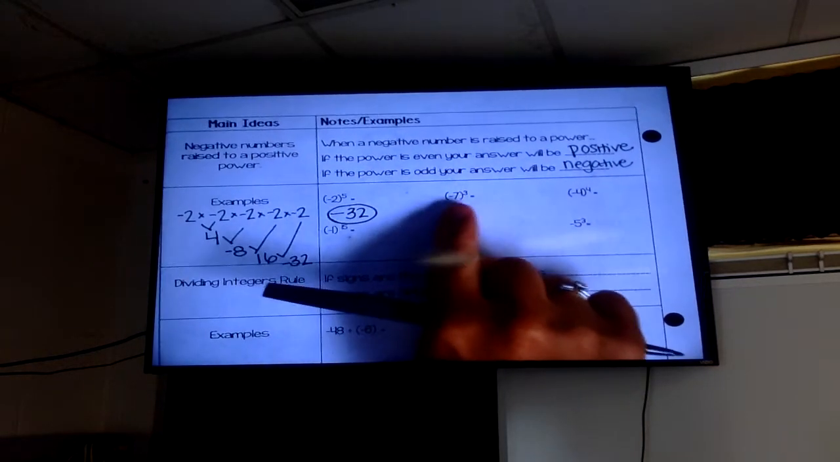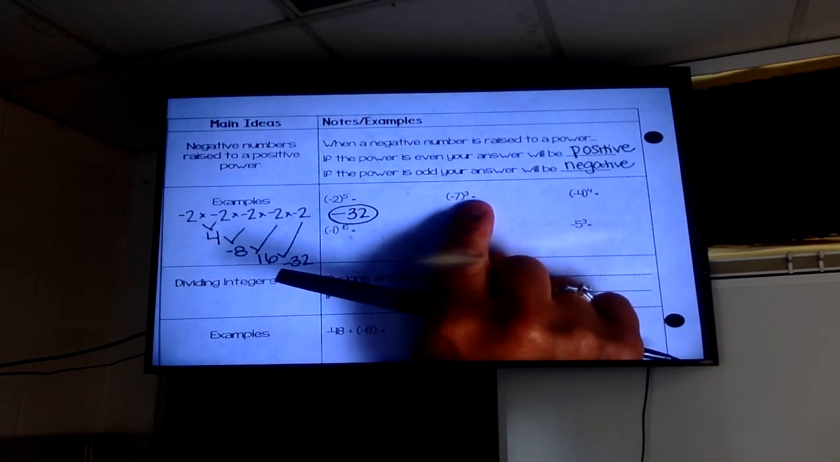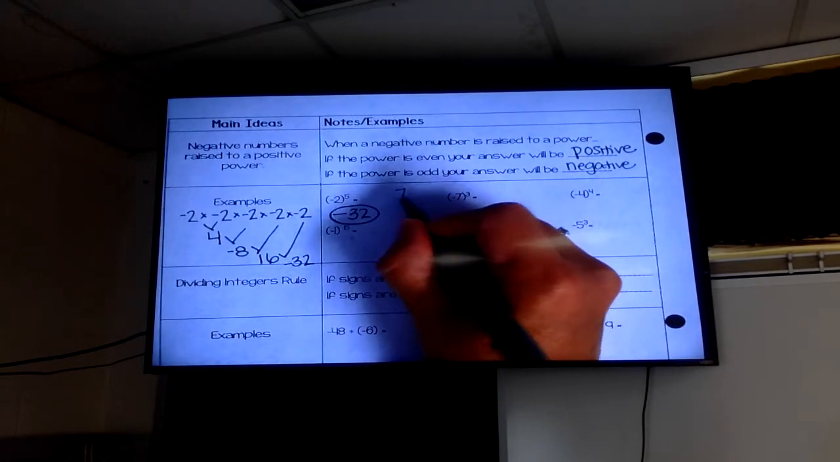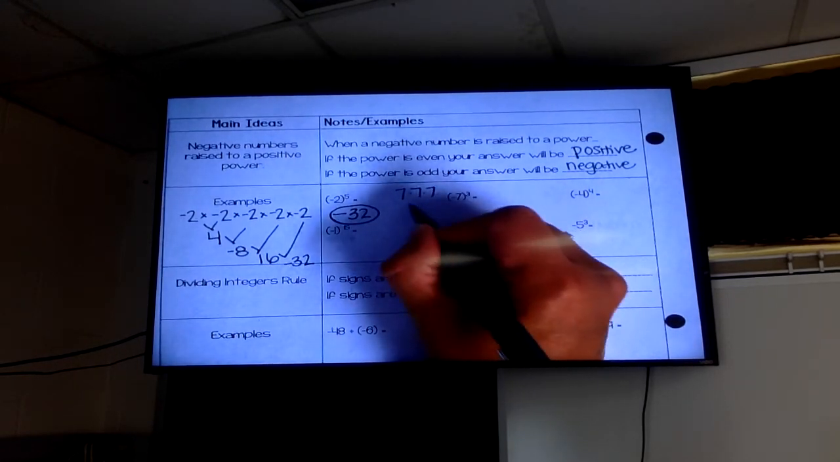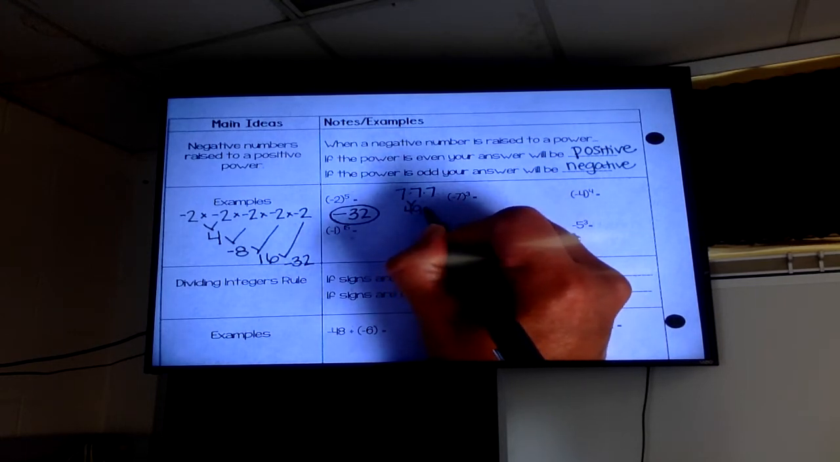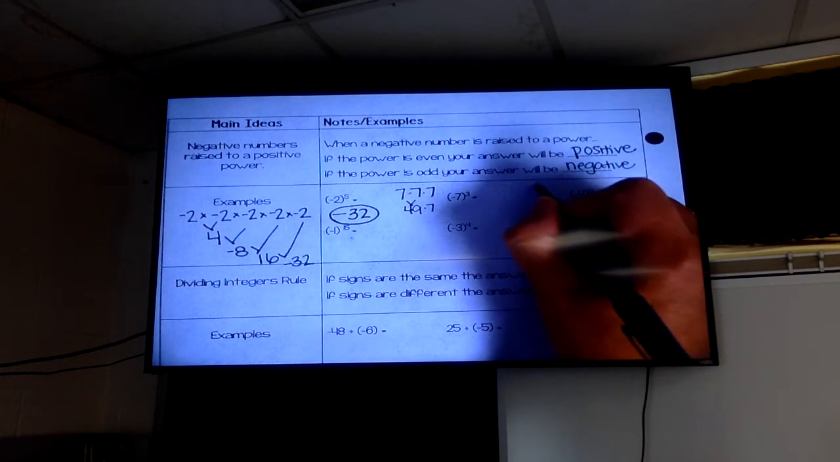So let's try another one. Negative 7 to the 3rd power. So I'm going to figure out what 7 to the 3rd power is first. So 7 times 7 times 7. 7 times 7 is 49. 49 times 7. Ooh, that's a tricky one. Let's try that over here. 49 times 7.